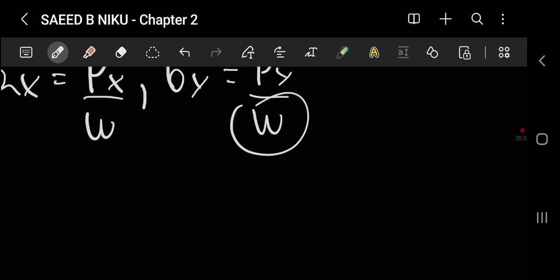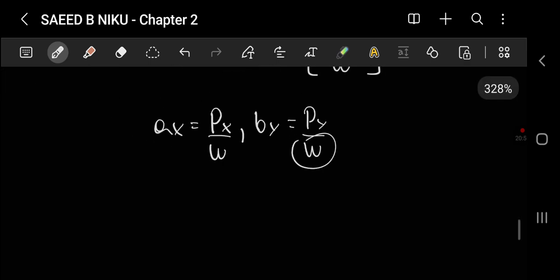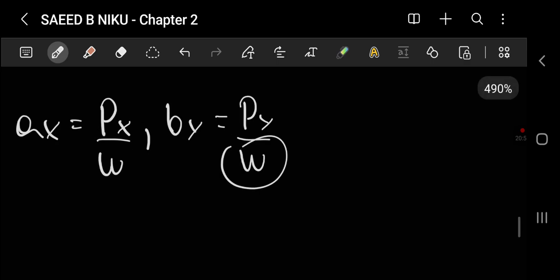W can be any number, and as it varies, it can get any value, and this changes the size of the vector.